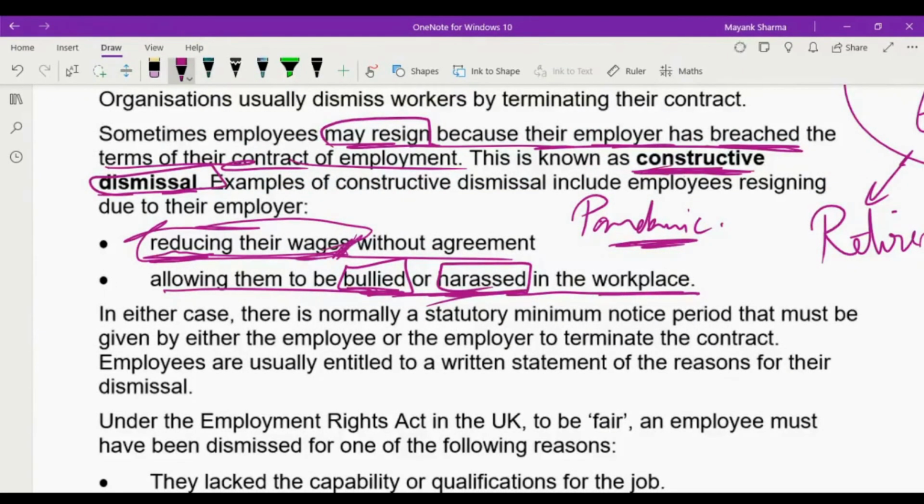So you have to understand that questions can be asked where a case is given to you, indicating any kind of bullying or harassment or a reduction in wages, and then the employee takes the decision to leave by themselves. You have to understand that that situation is constructive dismissal. Four options will be given to you. You have to take the option of constructive dismissal. All right.